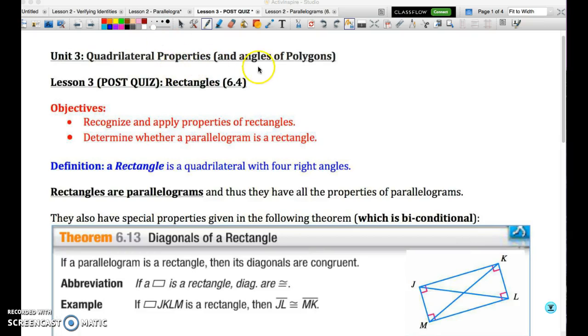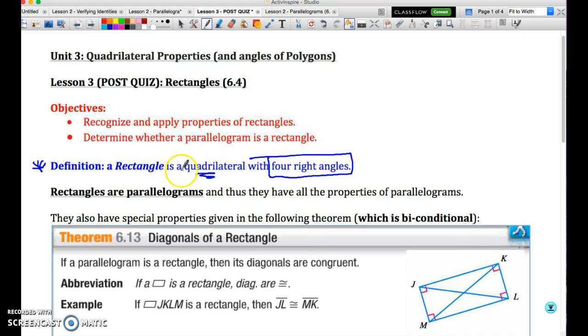Okay, geometers, welcome to the lesson on rectangles. We're going to get straight into it. So basically the objectives in this lesson are to recognize and apply properties of rectangles and also to determine whether a parallelogram or a quadrilateral is in fact a rectangle. So we begin with our definition of a rectangle. By definition, a rectangle is a quadrilateral with four right angles.